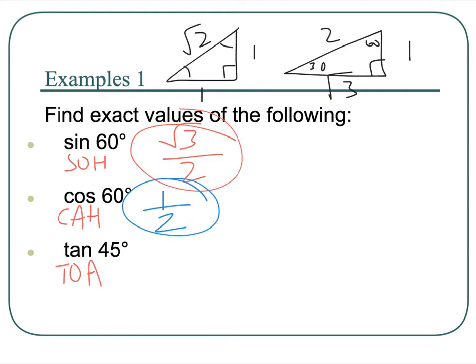Awesome. And lastly, we have our tangent of 45, which is opposite over adjacent. So really, from either one of these angles, it does not matter because they're both 45. My opposite is 1, my adjacent is 1. So 1 over 1 or just 1. Okay? Awesome. Lovely.